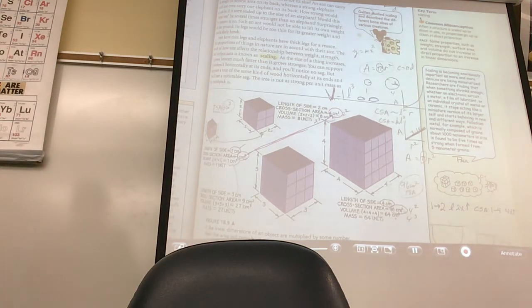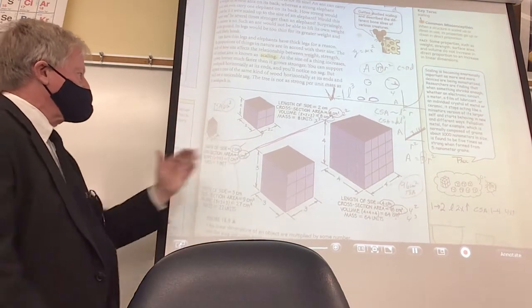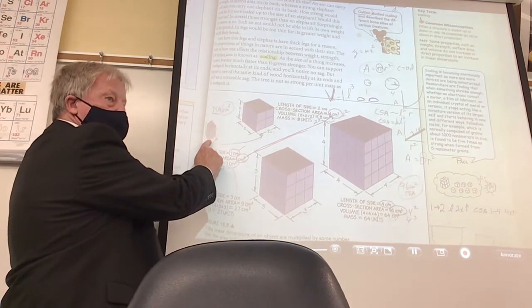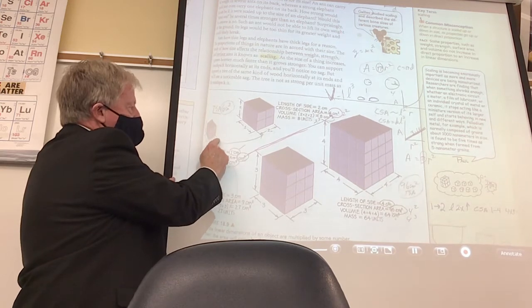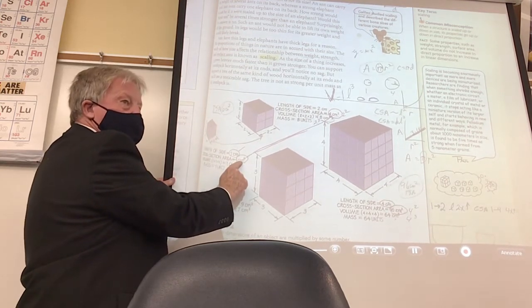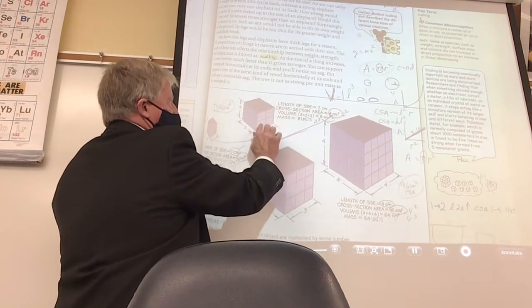Now, Galileo figured out even back then in the 1600s that the cross-sectional area of a piece of wood or a piece of bone has everything to do with strength. The more cross-sectional area, the stronger that thing was going to be. So what is the cross-sectional area of this? Of course, the cross-sectional area would actually be the same as the area right here, wouldn't it? I can cut that in half and get a cross-section, but it's the same as this. So the area would be 1 centimeter times 1 centimeter, also known as 1 square centimeter, right? So what is the cross-sectional area of this bigger cube?